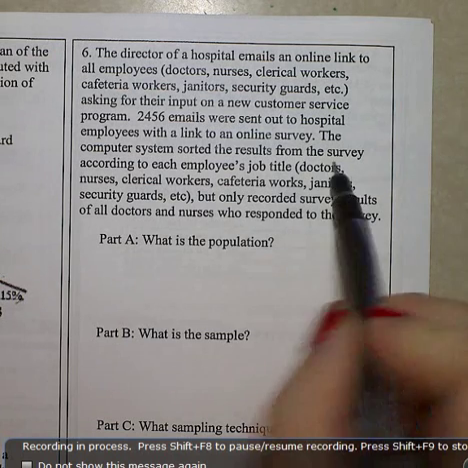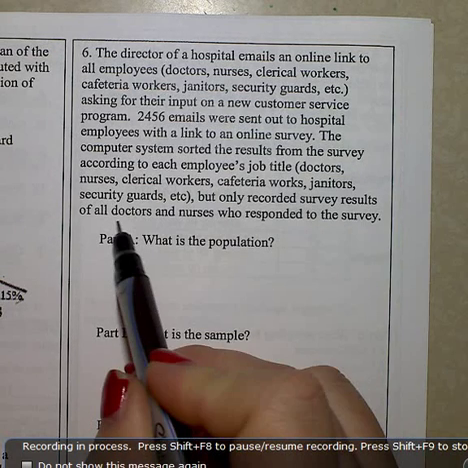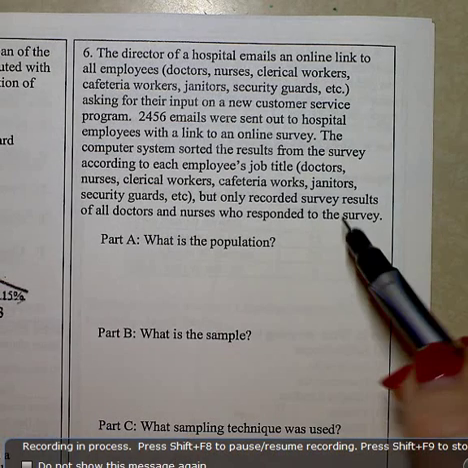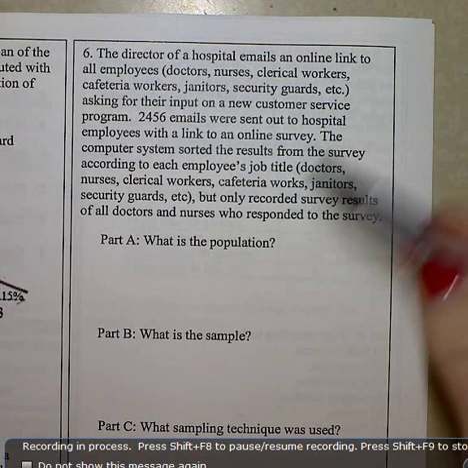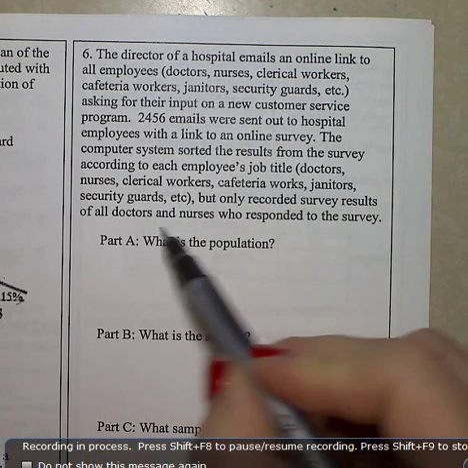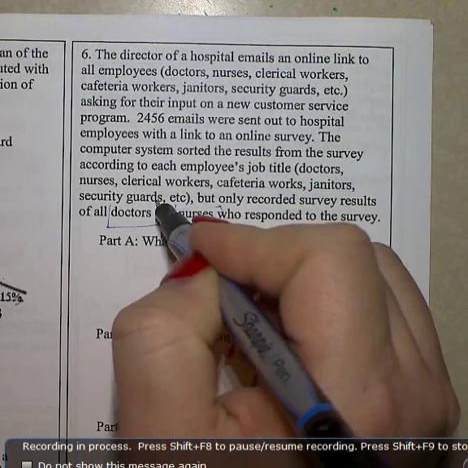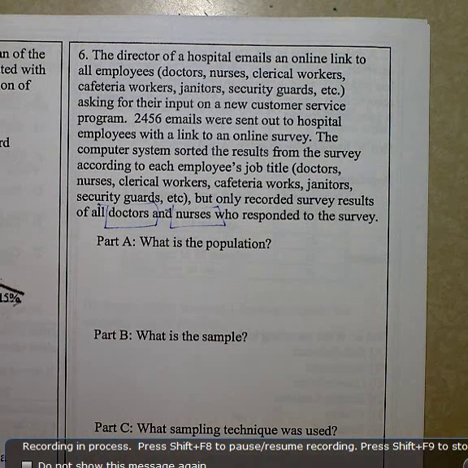After they're all sorted, the computer randomly chooses 2 groups. In this case, it happens to be doctors and nurses, and those are the only 2 groups in which all of the results are actually going to be read, and this is what they're going to assume that all employees at the hospital want for the new customer service program.